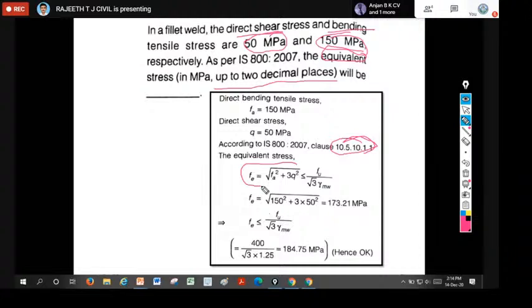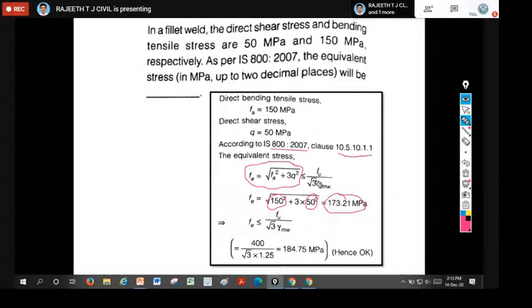The formula for equivalent stress when bending stress and shear stress are acting on the welded joint, this is the formula we should use. This value must be less than the permissible strength of the weld. According to clause 10.5.10.1 of IS 800:2007, this is the formula. Equivalent stress equals square root of fa square plus 3q square, where fa is the bending tensile stress and q is the direct shear stress. If you substitute the values, 150 square plus 3 into 50 square, you are going to get 173.21 MPa.